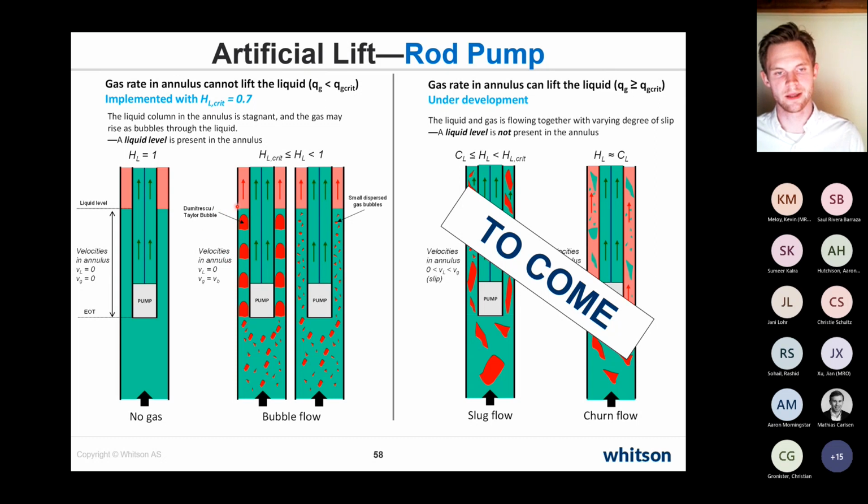And the idea here is that the liquid velocity in the annular space is 0, and the gas velocity is just the bubble velocity. So that's what we're estimating. We're estimating the bubble velocity, and then we're calculating the liquid holdup based on the difference between the gas and liquid velocities.